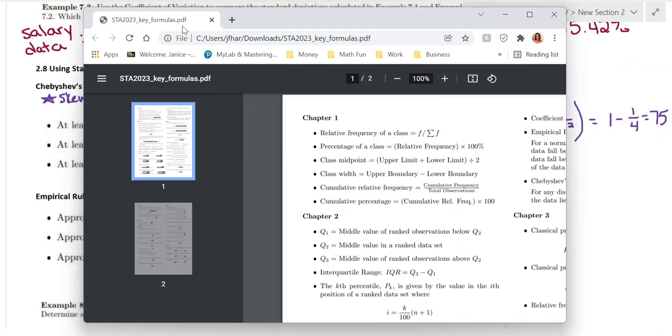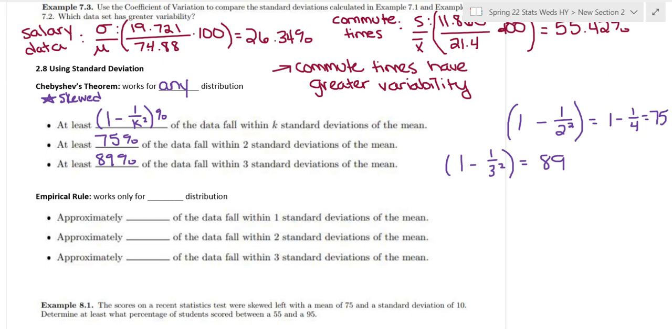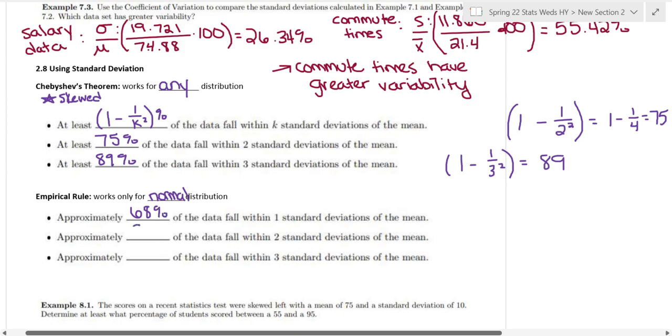Then there's the empirical rule. The empirical rule works for normal distributions, which most distributions we're going to use are, or symmetrical. We call this the 68, 95, 99.7 rule, because you're going to start using it a lot and memorize it. 68% of data is going to fall within 1 standard deviation of the mean, 95% within 2 standard deviations of the mean, and 99.7% within 3 standard deviations of the mean. So within 3 standard deviations of a mean, you should encompass almost all of your data.